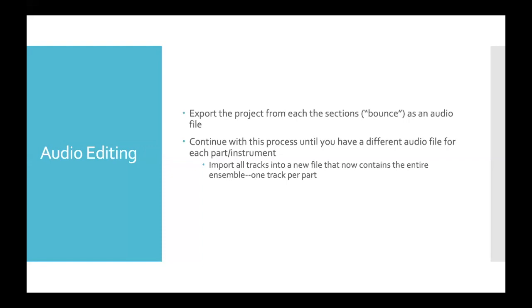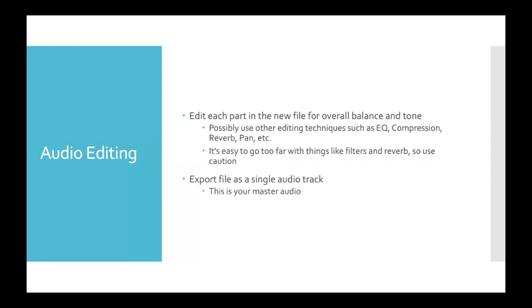Once you're done editing all the audio and each part is good, all your sopranos are good and all your basses are good, then export that. Logic Pro calls that bounce. You'll export that and that creates an audio file. It changes it from a Logic Pro file to a WAV file. Just continue with that until you have one audio file, one track for each part or instrument. And then you'll import all of them into one new project.